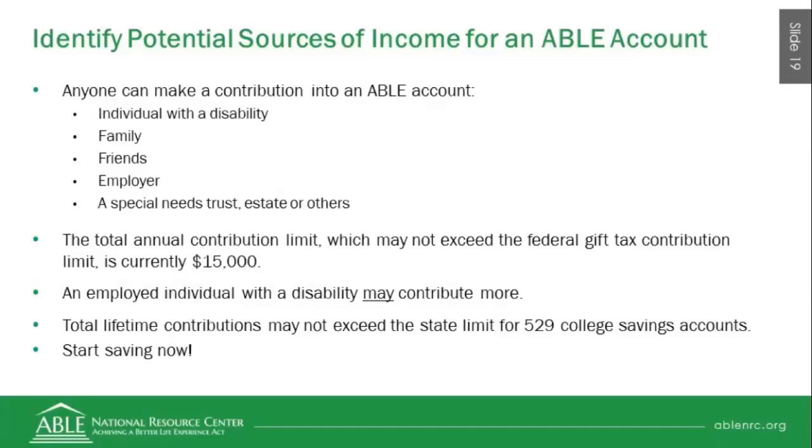So Marlene's going to cover that a little bit more in depth, but that also allows some more flexibility. This year it's $12,140 more could go into that ABLE account. And so for those of our ABLE account owners who are saving for retirement or other things along those lines, that's a real opportunity to grow the amount in the ABLE account. Total lifetime contributions may not exceed the state limit for 529 college savings accounts, so it's going to be key to look into that piece as well so you know how high you can go.